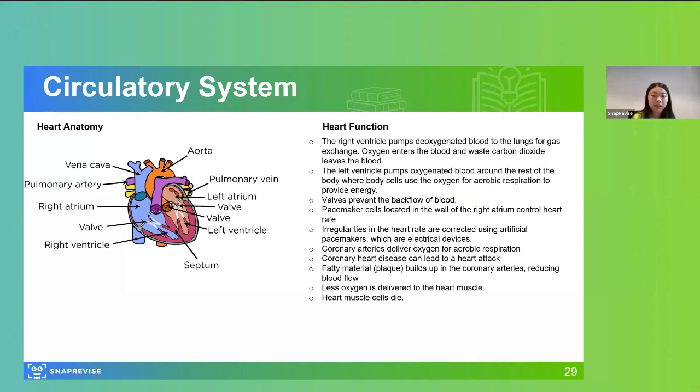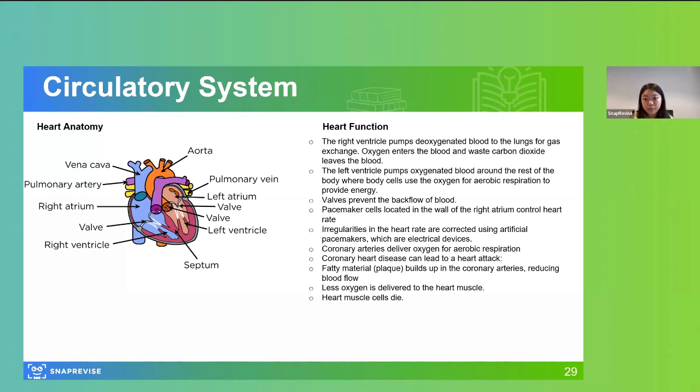Pacemaker cells. These pacemaker cells are located in the wall of the right atrium. This is something you need to know for applications. They ask you about pacemaker cells a lot of the time, and I'll explain why in a bit. You need to know that these cells are located in the wall of the right atrium, and they control heart rate. So these pacemaker cells help the heart rate be regular.